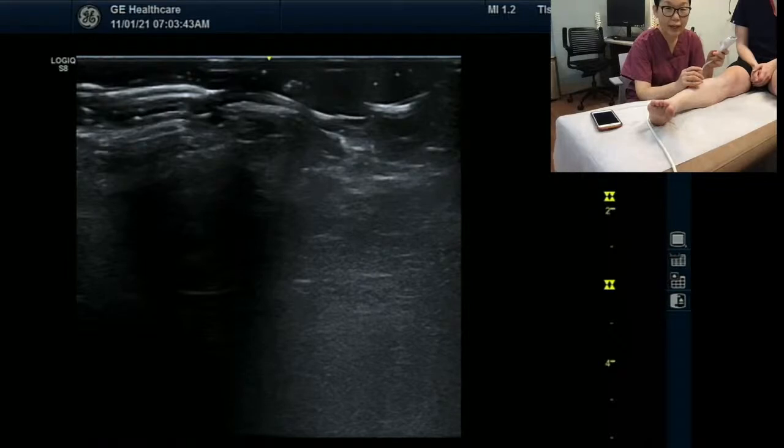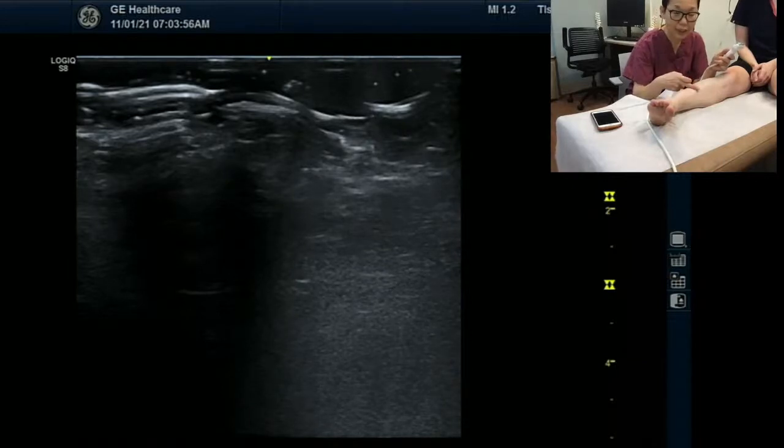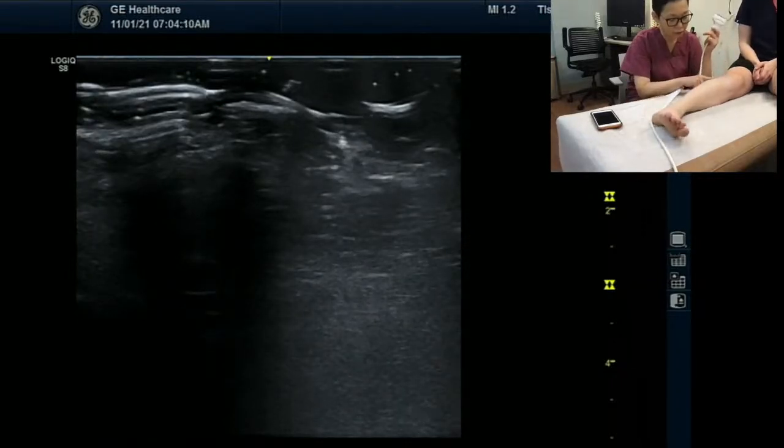And then extensor hallucis longus. I don't think I remember any cadaver study has been done for the EHL, but the EHL is distal 1/3, 1 finger breadth away from the tibia, and then towards the EHL tendon, and then you will get the best motor point. And then the peroneal muscles from the fibular head to the lateral malleolus.